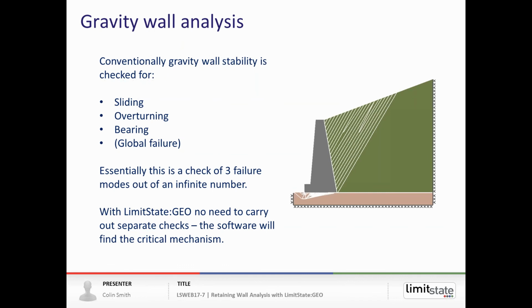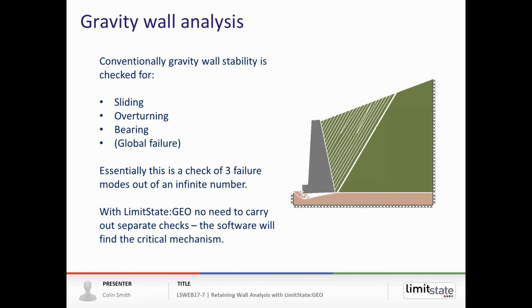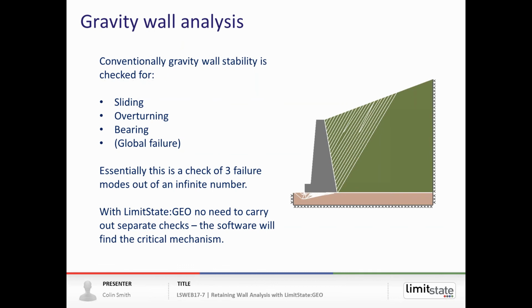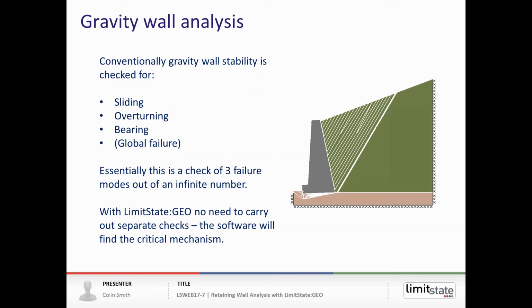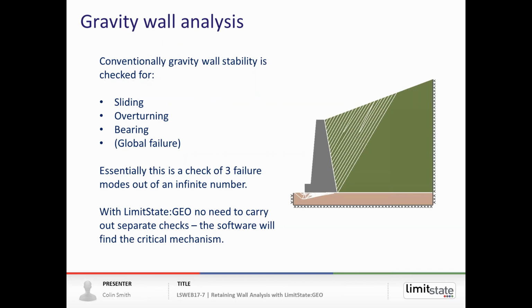So the conventional approach is based on hand calculations. Those would be difficult to do for thousands of different mechanisms, and generally it's been found if you check those 3, generally you're covered. With the software, there's no need to carry out those separate checks. The software will find the critical mechanism, whether it's sliding, overturning, or bearing, or some combination of that sitting in between those methods. So it will always give you that critical one, so you don't need to do 3 or 4 separate checks.